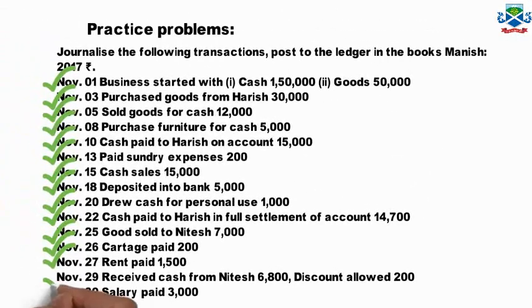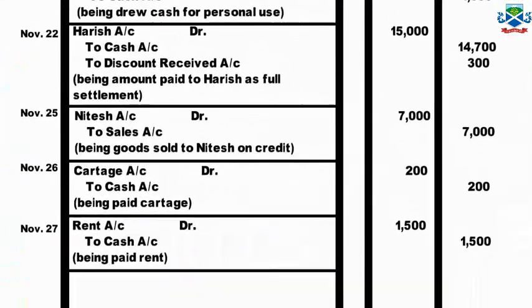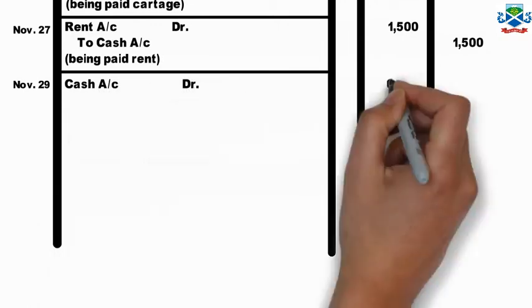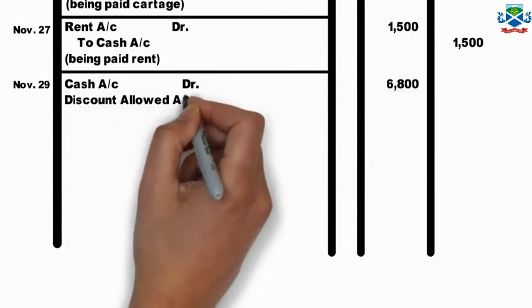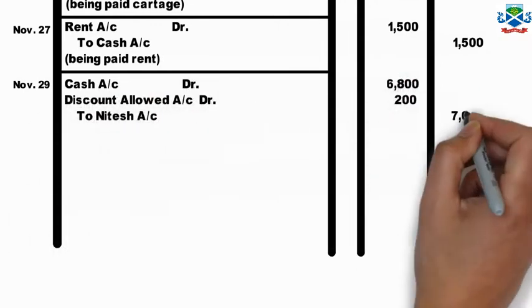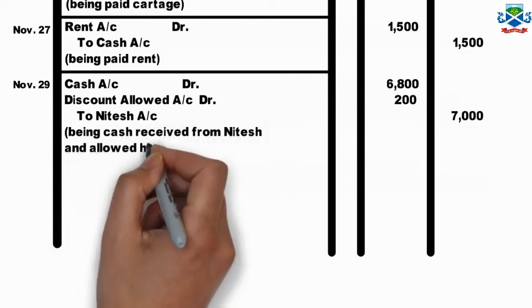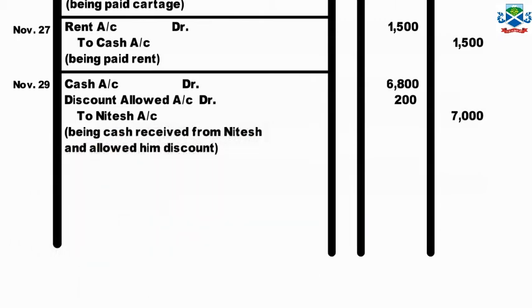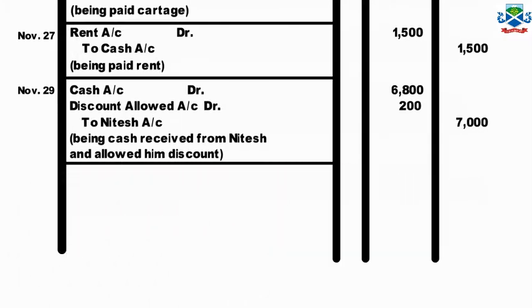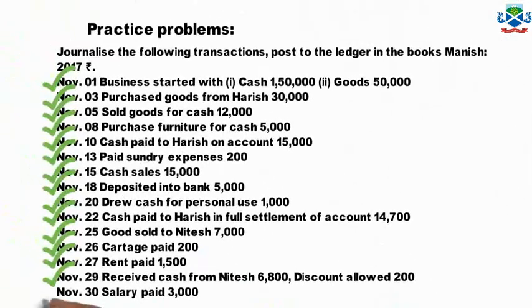Our next transaction is received cash from Nitesh 6,800, discount is 200. So now cash you receive, cash account debit, cash comes in 6,800, discount allowed is 200, to Nitesh account 7,000, being cash received from Nitesh and allowed him discount 200. So that is the second last transaction.